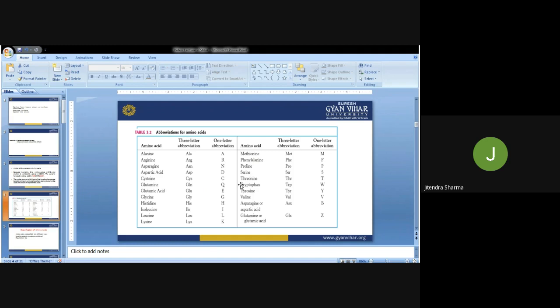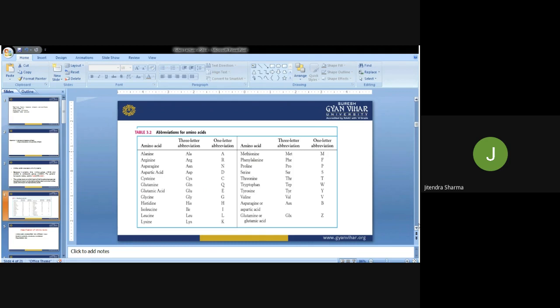Then leucine L, then lysine LYS, and K is the one-letter abbreviation. Methionine MET, M; phenylalanine PHE, F; proline P; serine SER, S; threonine THR, T; tryptophan TRP, W; tyrosine TYR, Y; valine; and asparagine and aspartic acid B, and glutamine and glutamic acid Z. So these are the abbreviations.